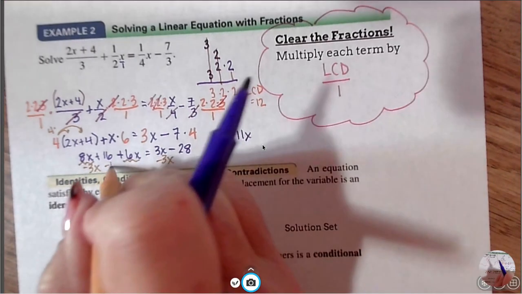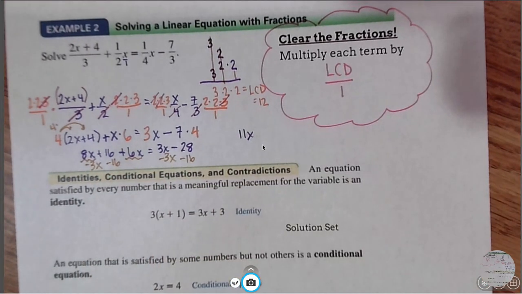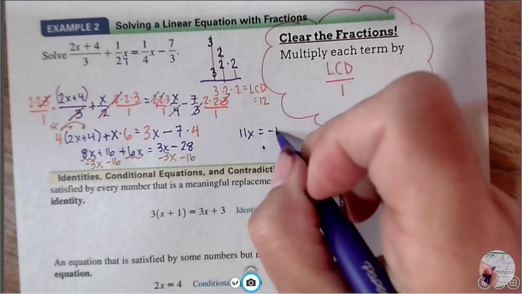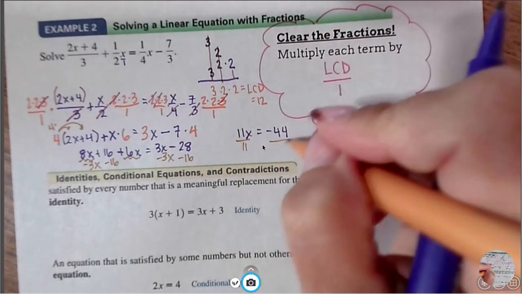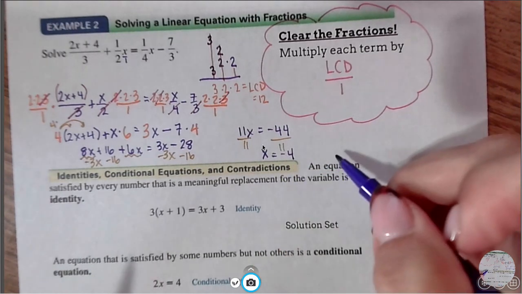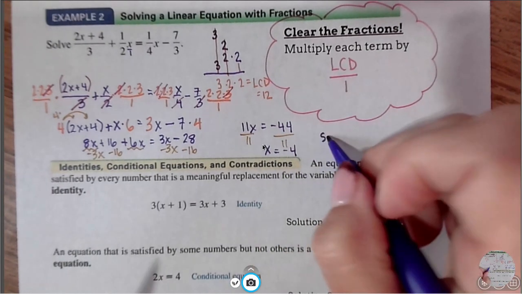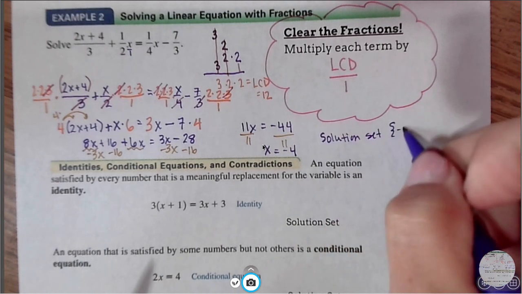Then I'm going to subtract 16 from both sides. And when I combine negative 28 and negative 16, I get negative 44. So 11x equals negative 44. Divide both sides by 11. And we get x equals negative 4. So the solution set there is just that single value, negative 4.